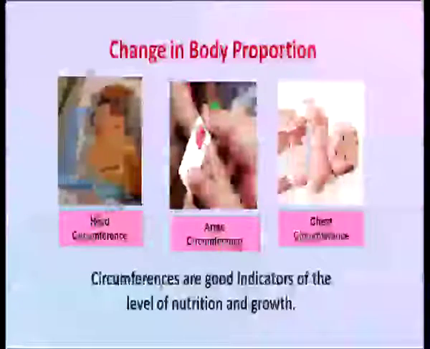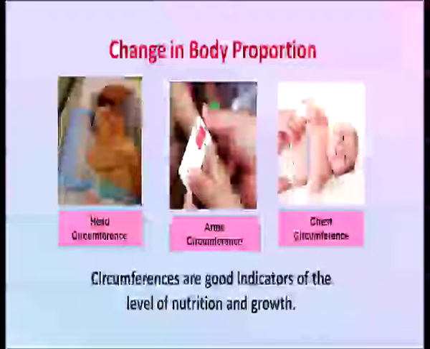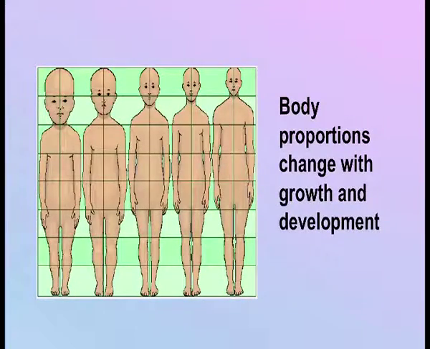The picture clearly shows you the difference between birth and when the child is at 1 year of age. Similarly, there are changes in body proportion. The pictures clearly indicate that there are changes in head circumference, arm circumference and chest circumference. That is, circumferences are good indicators of the level of nutrition and growth. What kind of nutrition you have provided to the child and how the growth pattern develops impacts how the child develops. Similarly, body proportion changes with age. In the first picture of the child, the head is bigger and gradually it gets smaller. So there are changes in the body proportions overall.